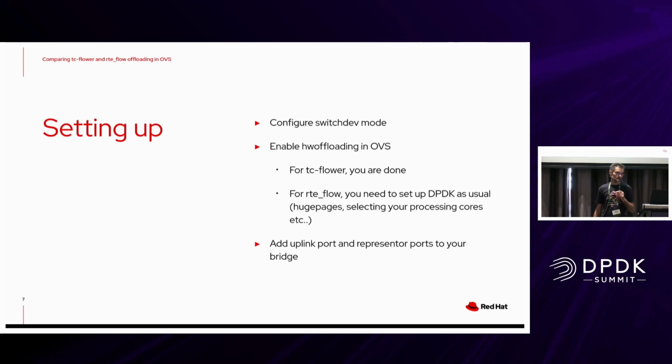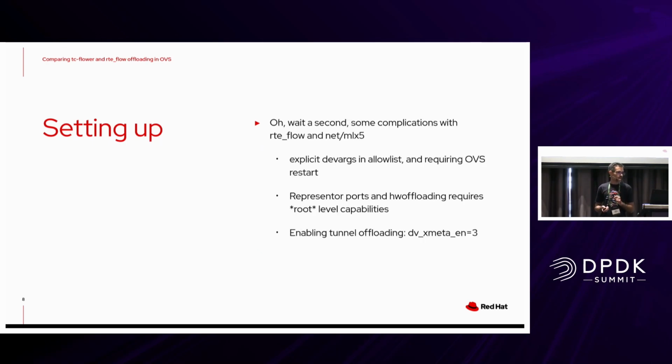So once you have enabled hardware offloading, for TC-Flower, that's done because you already have your netdevs. You can put them in some OVS bridge and go with packet processing. For the DPDK approach, you need to set up DPDK as usual, meaning that you need to set up some huge pages, allocate some CPUs, and do your usual configuration. So it seems easy. It's the same for both frameworks. But wait, the first complication.